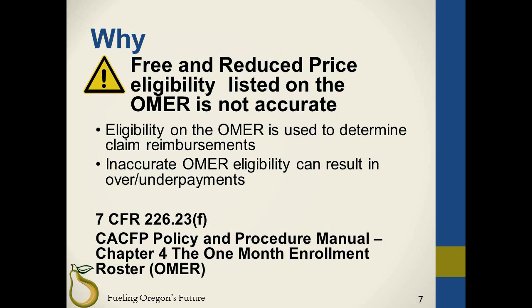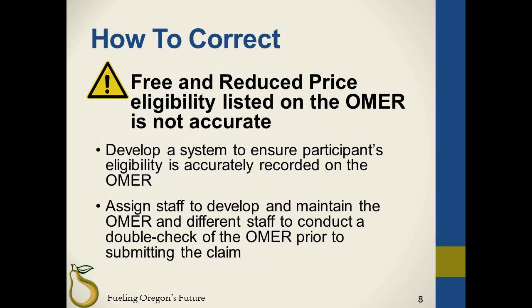7 CFR 226.23F describes the requirement to annually report the numbers of free, reduced price, and above-scale participants. To prevent the finding, the sponsor needs to develop a system to ensure that the OMER is accurate for all their participants. All sponsors will have a different system that works best for their organization and their staff. However, it is crucial that sponsor staff is assigned to maintain the OMER, and that at least one additional staff member is assigned to double-check the OMER to ensure that eligibility as determined by the CIS forms are accurate and correctly listed on the OMER.